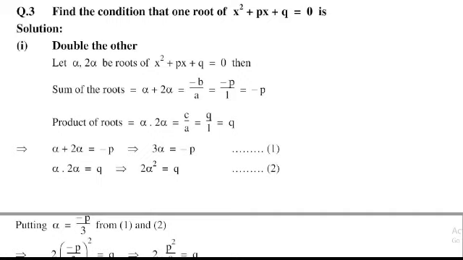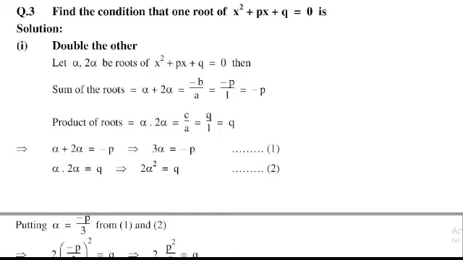In this lecture, I will discuss chapter number 4, quadratic equation, exercise number 4.6, question number 3, that is most relevant from the paper's point of view. So let's start. Find the condition that one root of x square plus px plus q is equal to 0. Part number 1, that is double the other.